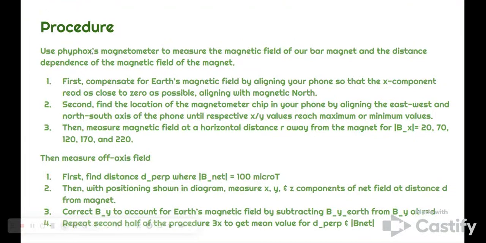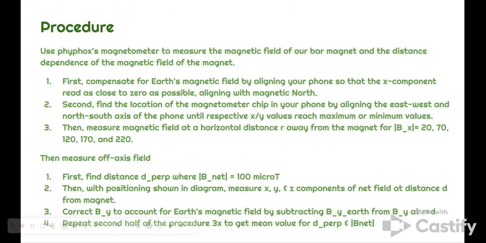So the procedure was using the magnetometer app. We first had to compensate for Earth's magnetic field by aligning the phone with the X component so that the X component reads as close to zero as possible. We also had to find the location of the magnetometer chip in the phone by aligning the east-west and north-south axis of the phone until those respective X and Y values reached minimum or maximum values. Then we measured the magnetic field at different horizontal distances away from the magnet.